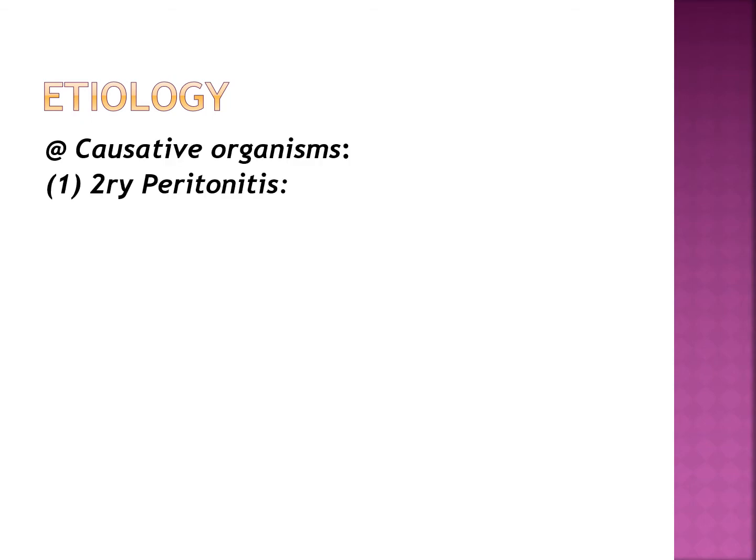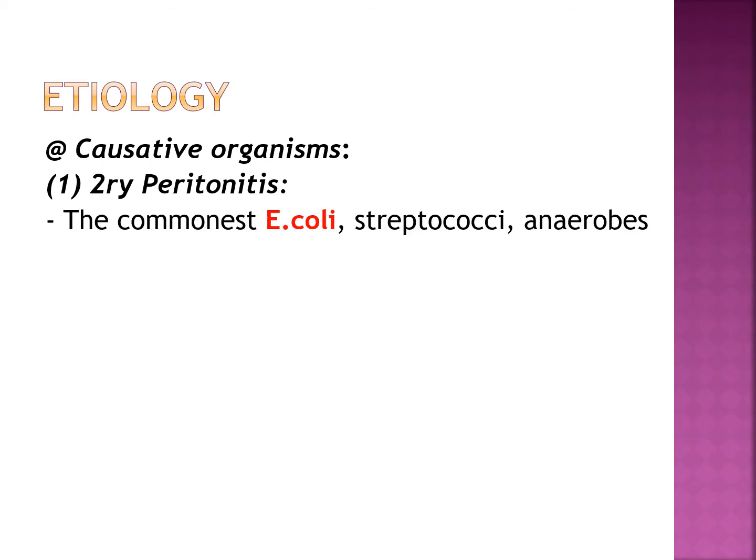As in any inflammation, when we discuss the etiology of this inflammation, we have to know the causative organism responsible for this type of inflammation, and the route of spread, the method by which this organism reaches this part and causes this type of inflammation. For acute peritonitis, it is usually secondary peritonitis. The main causing organism is usually Escherichia coli, E. coli, and streptococci may be responsible.